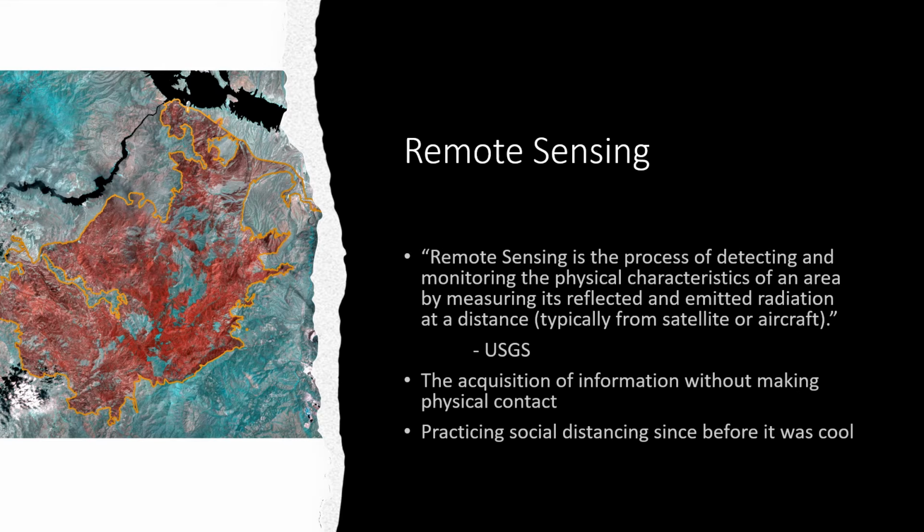So remote sensing is the process of detecting and monitoring the physical characteristics of an area by measuring its reflected and emitted radiation at a distance, right? Typically from a satellite or aircraft. There's your USGS, United States Geological Survey definition of remote sensing. So it's the acquisition of information without making physical contact.